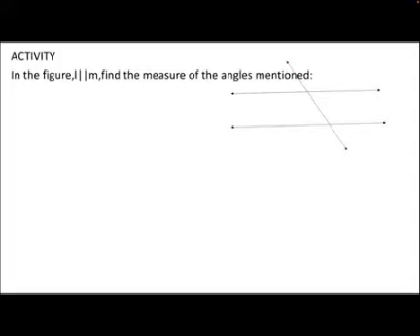Fine. In the figure, L is parallel to M. Find the measure of the angles mentioned. Okay, now you can see on the screen you have angles. One angle, I told you, in this parallel lines cut by one transversal, if I give you the measure of one angle, you can derive all the other angles looking at that one angle. How? With all these properties of corresponding and alternate angles and co-interior angles.